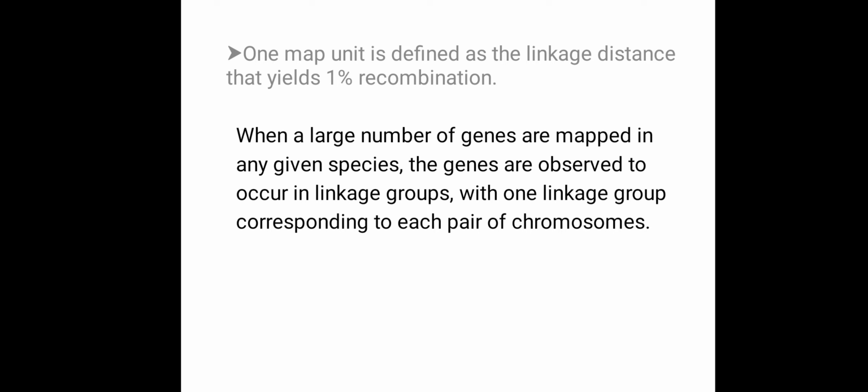One map unit is defined as the linkage distance that yields 1% recombination, which means that if 50% recombination has been shown, the distance between the two genes must be 50 centimorgan. When a large number of genes are mapped in any given species, the genes are observed to occur in linkage groups, with one linkage group corresponding to each pair of chromosomes.